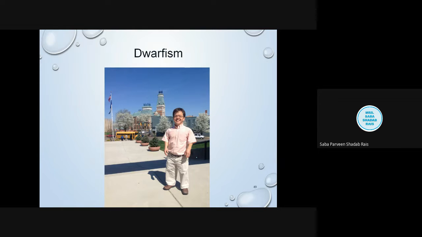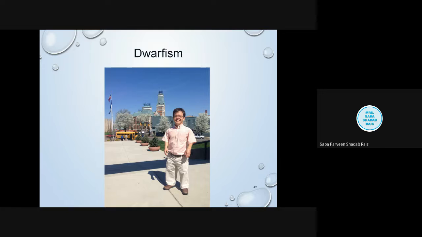Disproportionately large head. Now see, their head will be of the normal or average human size, but their body and limbs are very small, so that's why their head will look very disproportionate and very large, and they will have a prominent forehead. They may have a flattened nose bridge. Progressive development of bowed legs will happen. Progressive development of a swayed lower back.